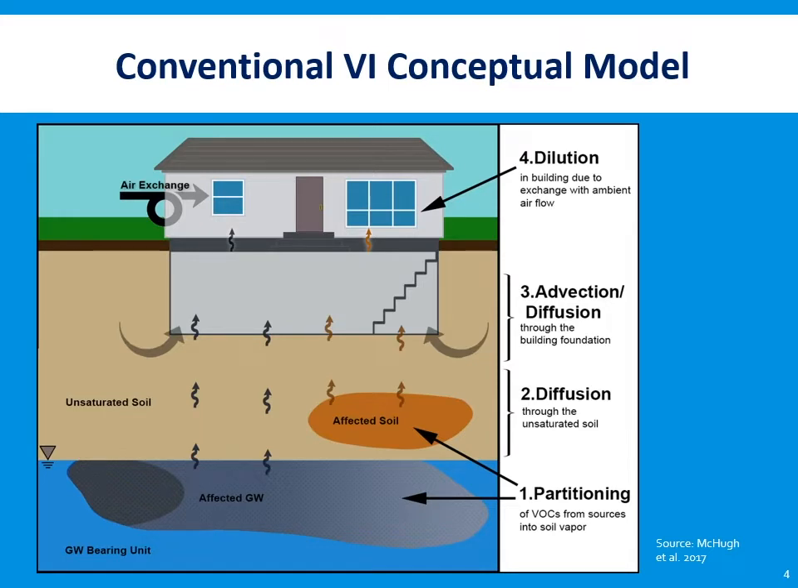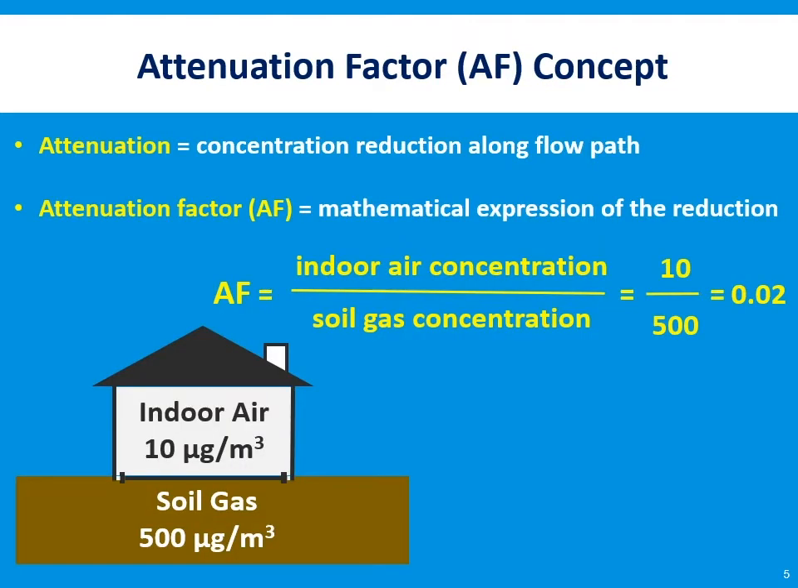An intact foundation can impede the flow of vapors, but vapors can move through cracks in the foundation or around utilities. Buildings typically allow ventilation or air exchange with outdoor air, causing vapors to dilute. We use the concept of attenuation factors to predict concentrations in indoor air based on concentrations in the subsurface. As I just described, concentrations in indoor air tend to be lower or attenuated because the building foundation acts as a barrier and building ventilation provides dilution with outdoor air.